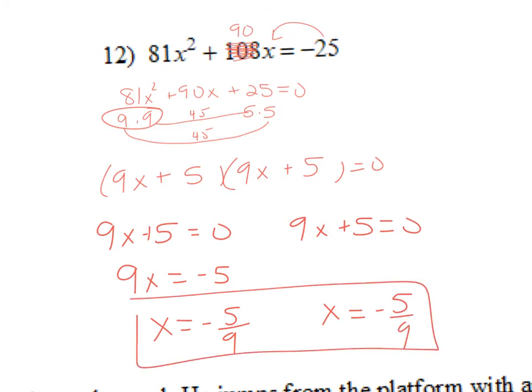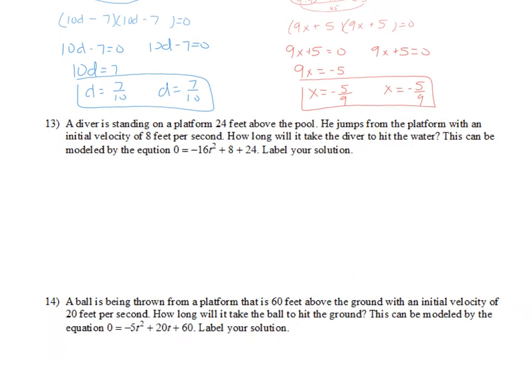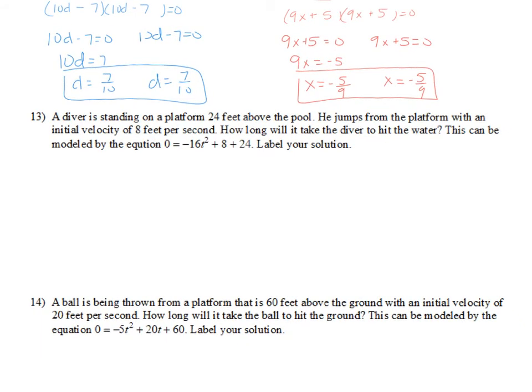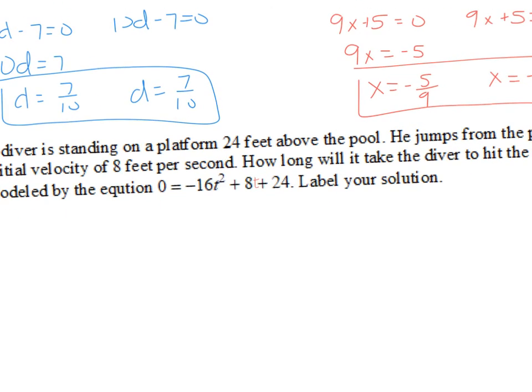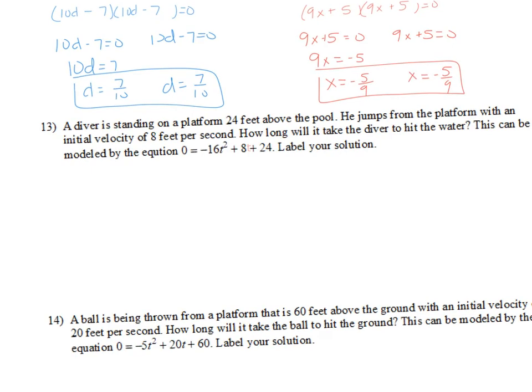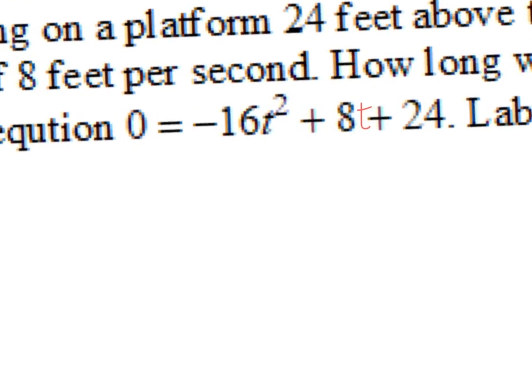Okay? All right, word problem time. Diver standing on a platform 24 feet above the pool. He jumps from the platform with initial velocity of 8 feet per second. How long will it take the diver to hit the water? This can be modeled by the equation 0 equals -16t squared plus 8t plus 24. I'm sure that's corrected on your paper. Okay, so on this one, we are going to pull a GCF.